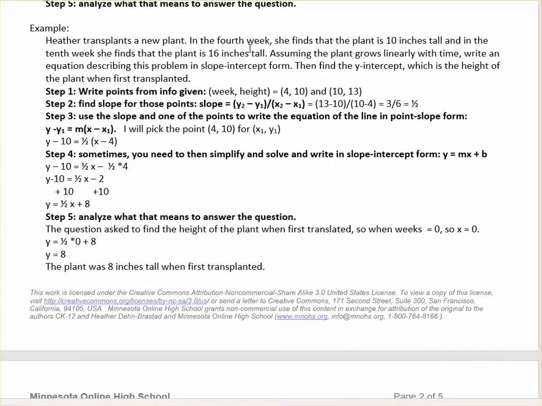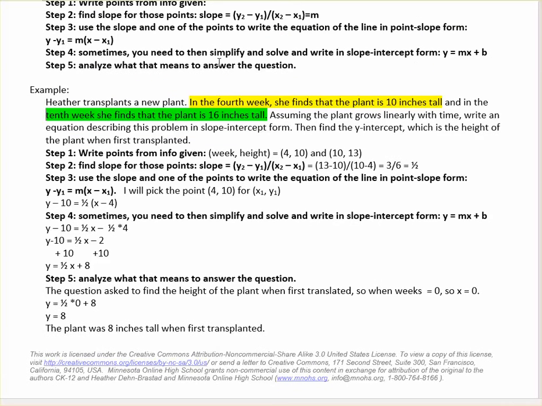Heather transplants a new plant. In the 4th week, she finds the plant is 10 inches tall. They give you this information so that you can write one of your points. And in the 10th week, she finds that the plant is 16 inches tall. You can use this to write another one of your points. Assuming the plant grows linearly with time, write an equation describing this problem in slope-intercept form. So we will need to do step 4, write it in slope-intercept form.